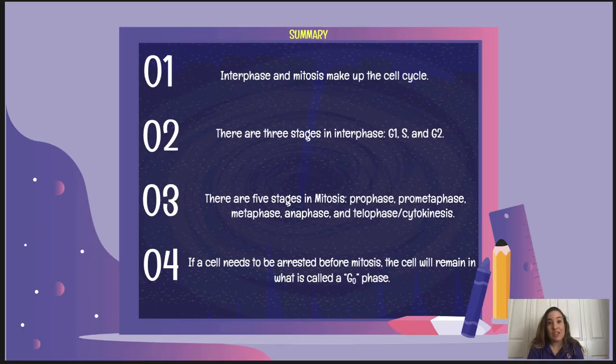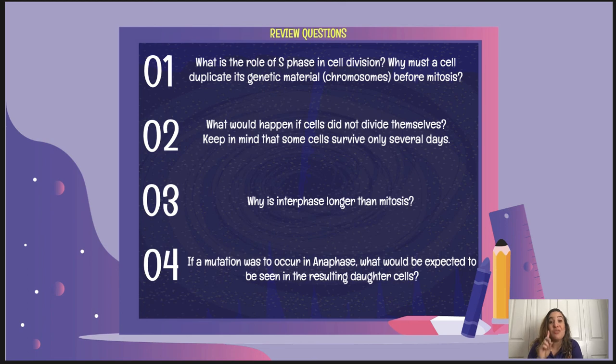Here's a summary of everything that we've learned. 1. Interphase and mitosis make up the cell cycle. 2. There are 3 stages in interphase, G1, S, and G2. 3. There are 5 stages in mitosis, prophase, prometaphase, metaphase, anaphase, and telophase/cytokinesis. 4. If a cell needs to be arrested before mitosis, the cell will remain in what is called the G0 phase.